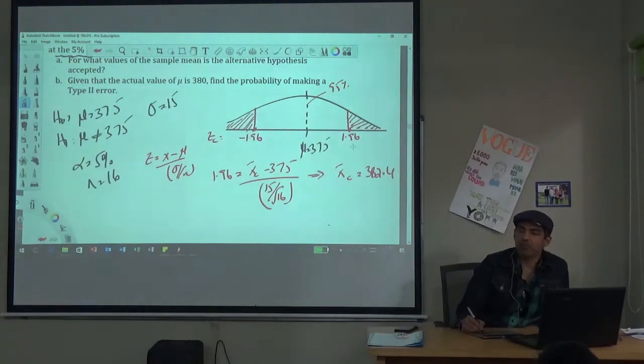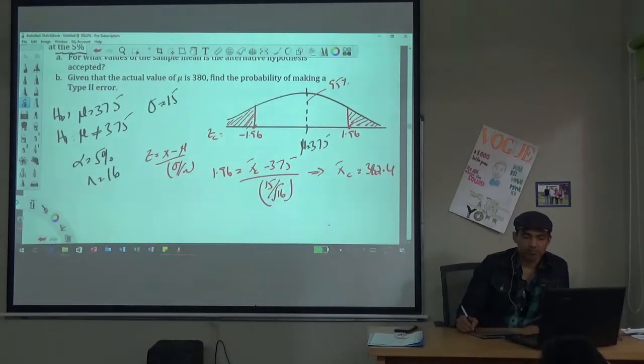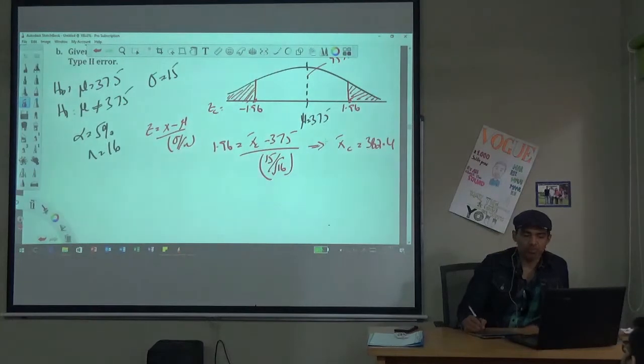So if this is 382.4, I don't think we need to recalculate for the other one. Just take the difference and go back by that from 375. So what's the difference? 7.4 difference, right? So the other limit is 7.4 less than 375. Yes, 375 minus 7.4 is 367.6.